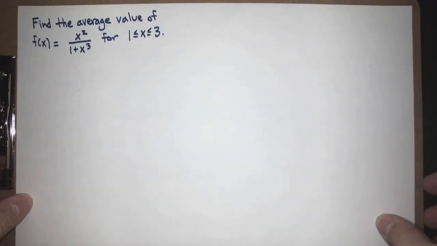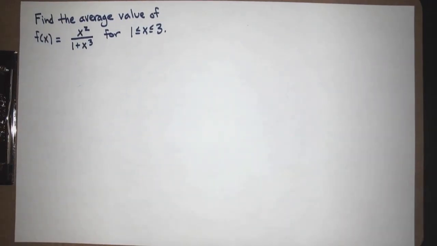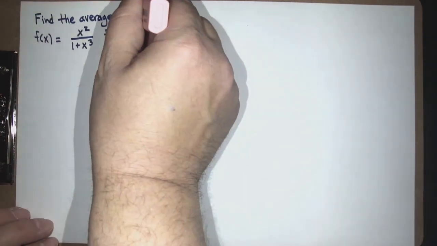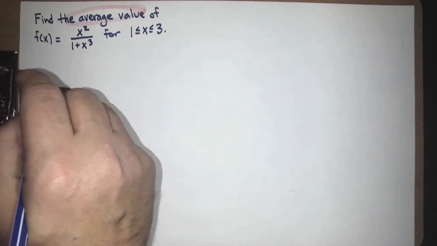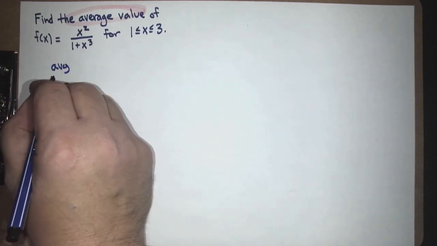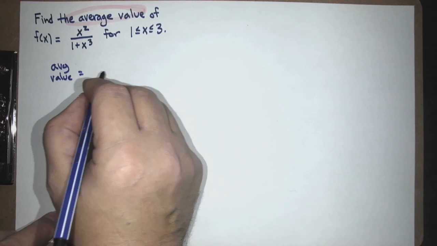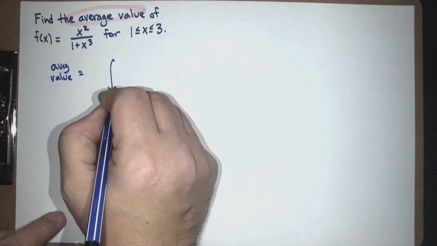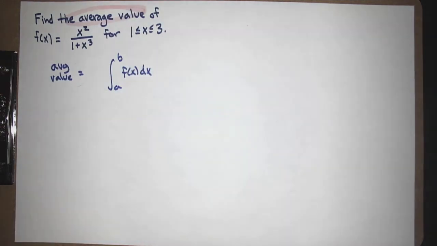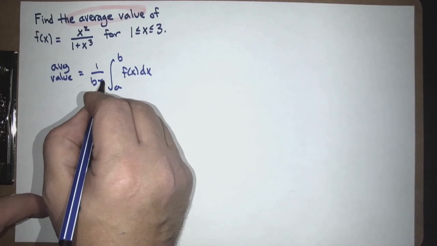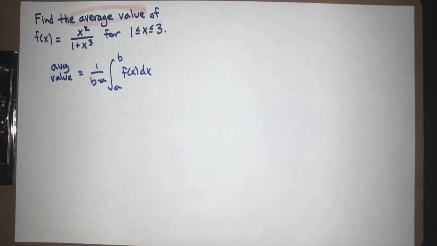Find the average value of the function x squared over 1 plus x cubed in the interval between 1 and 3. So this is requiring us to know stuff. So for example, we have to remember things like average value. Do you remember how to find average value? There is an integral involved. So average value will be the integral from a to b of the function, times 1 over b minus a. So usually when you do an average, it's like a fraction, something over something.